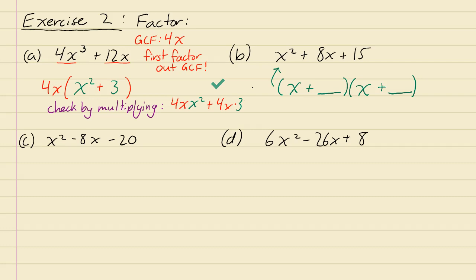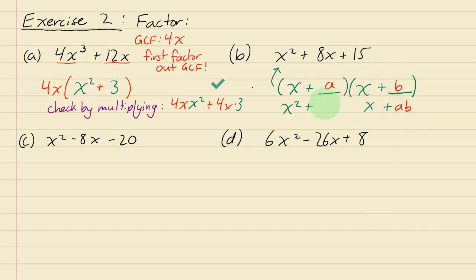So if you think about how this works in general, let's say this is an a here and this is a b here, then foiling this out is going to give you x squared, that's the x times x, plus ax plus bx when you do the inner and outer parts. And then also plus ab when you do the last parts.